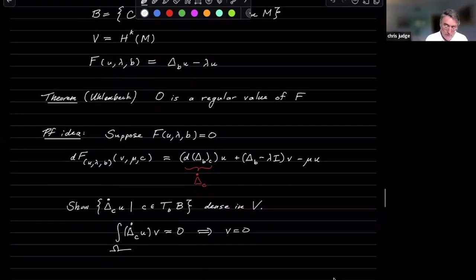And if you do conformal deformations, you can sort of show that this is somewhat like rho times UV, rho times the Laplacian UV. So the delta dot is like rho times the Laplacian, where rho is the derivative of your conformal deformation.